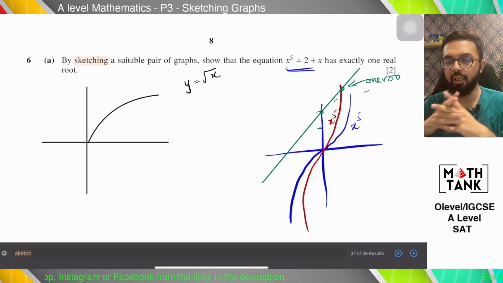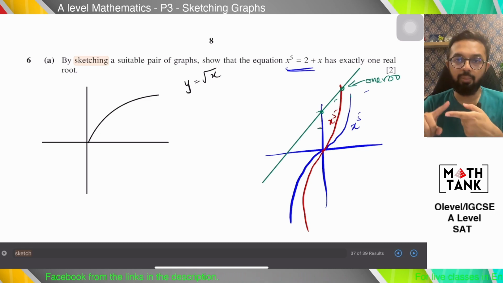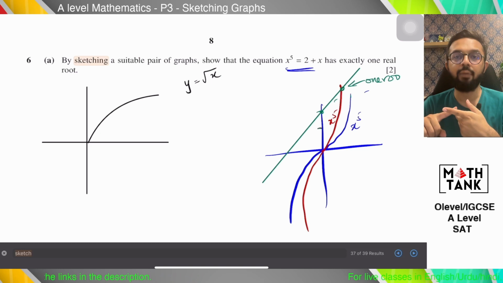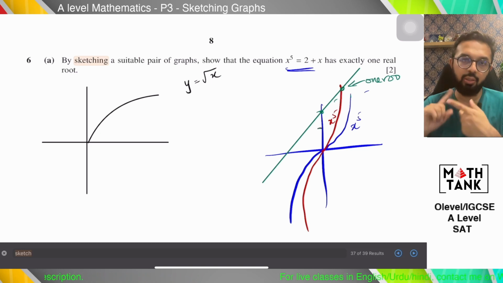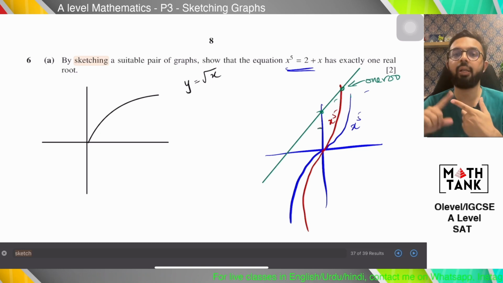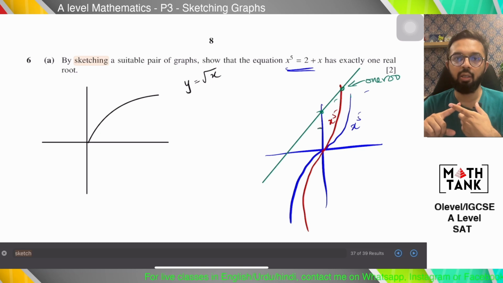Remember that the examiner grades you on one, the correct shape of the graph, and one, correct intercepts if there are any. So if you draw the wrong intercept, you might lose a mark. So make sure that you calculate your x and y intercepts correctly.